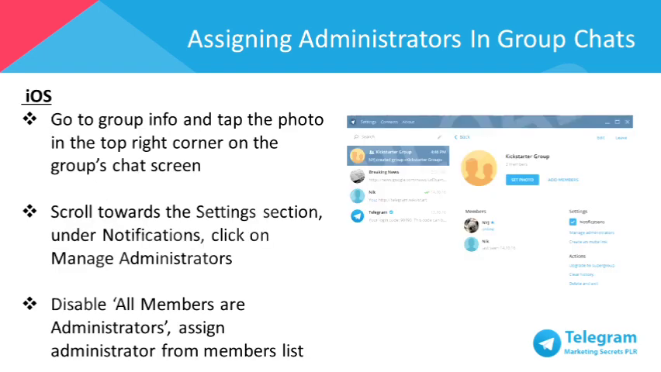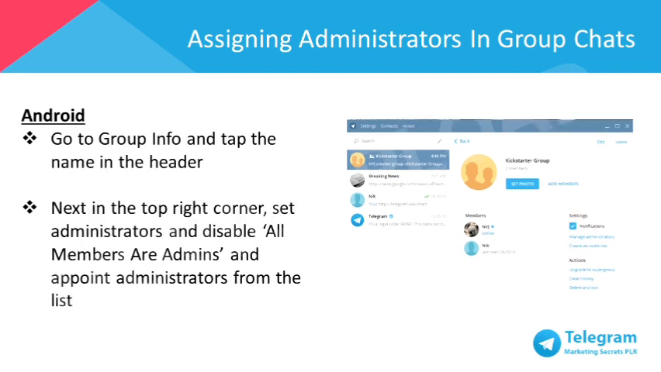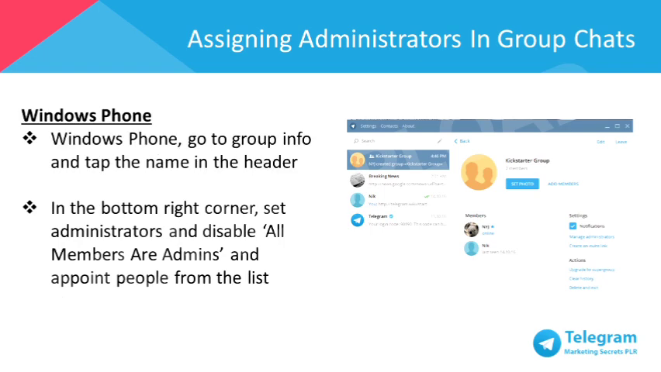To assign administrators for iOS, go to Group Info and tap the photo in the top right corner on the group's chat screen. Scroll towards the Settings section under Notifications, click on Manage Administrators. Disable All Members are Administrators and assign a specific administrator from the members list. For Android, go to Group Info and tap the name in the header. Next, in the top right corner, set administrators and disable all members as admins, and appoint administrators from the list. Lastly, for Windows Phone, go to Group Info and tap the name in the header.